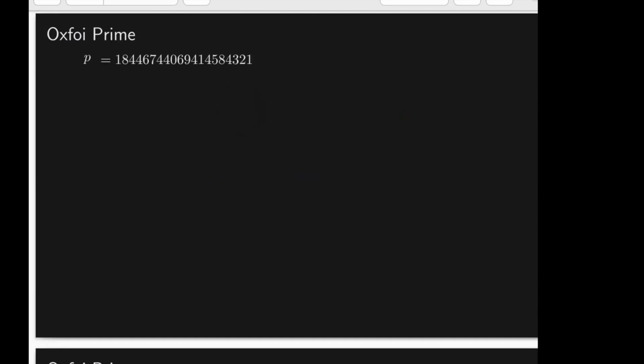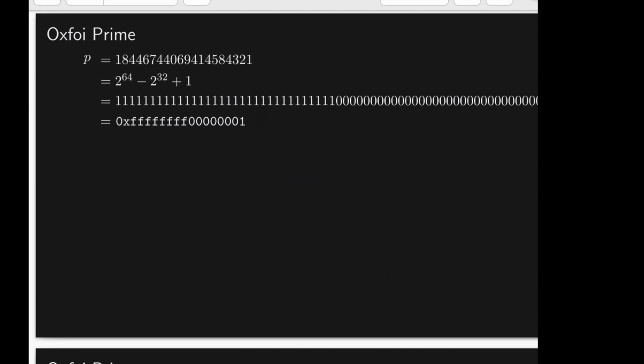One thing that sets us apart from some other projects, not all other projects, is the prime field. We use the prime with 2^64 - 2^32 + 1 elements. We call it the Oxford prime. Other people mistakenly call it the Goldilocks prime. And we use it because of its structure.